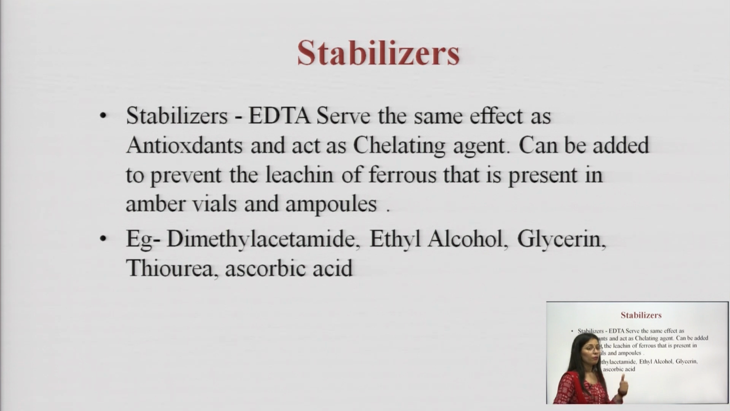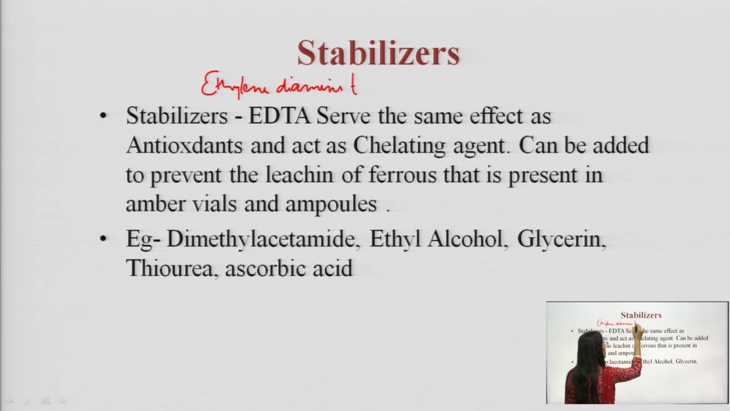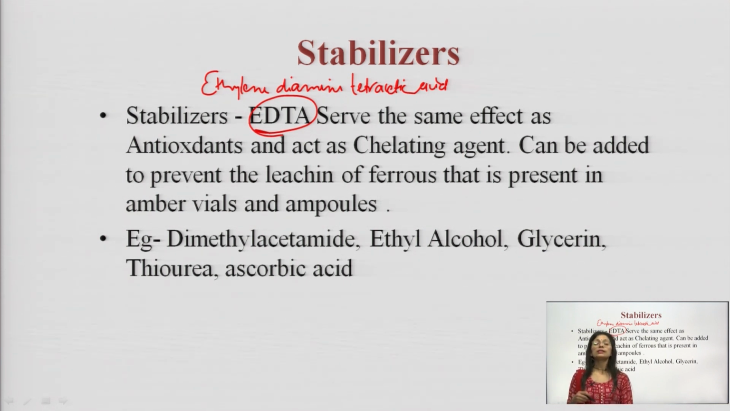Okay. Moving on, we have stabilizers. What is a stabilizer? A basic example is EDTA. EDTA, ethylene diamine tetraacetic acid. Okay, this is called EDTA. What does EDTA do? EDTA serves the same effect as an antioxidant and as a chelating agent.